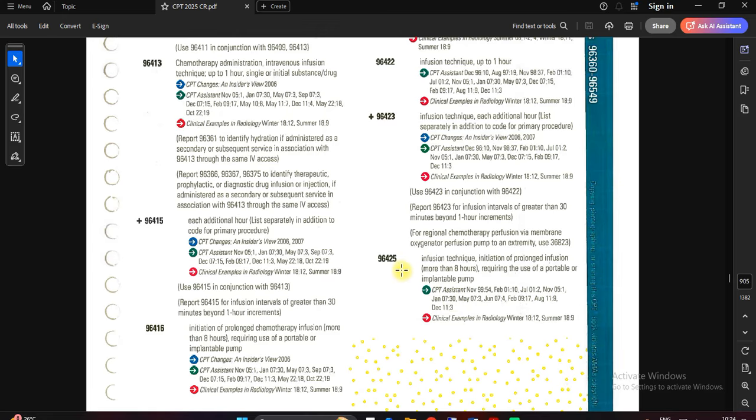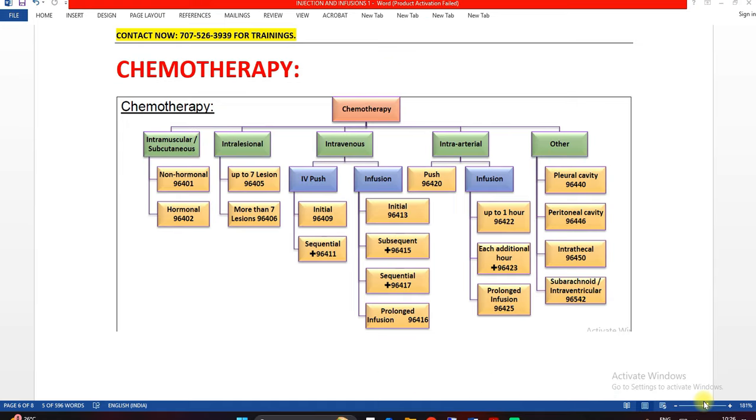Next we have 96425, infusion technique, initiation of prolonged infusion more than 8 hours, requiring the use of a portable or implantable pump. That time we will use 96425. So the earlier one is for intravenous infusion, this is for intra-arterial infusion more than 8 hours. Don't get confused. Next we have a few more scenarios: chemotherapy other techniques, pleural cavity, peritoneal cavity, intrathecal and subarachnoid.